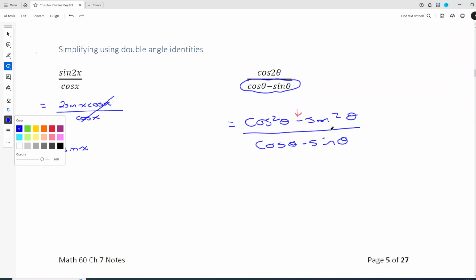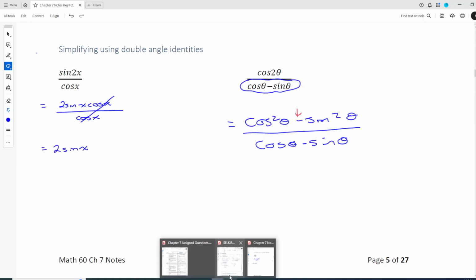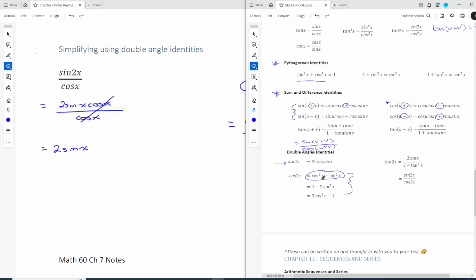I start seeing differences of squares everywhere. For example, if I look at my formula sheet, when I see cos squared x minus sine squared x, I see a difference of squares. When I change this one around as cos squared x equals 1 minus sine squared x, I see this as a difference of squares. They're just kind of all over this formula sheet.